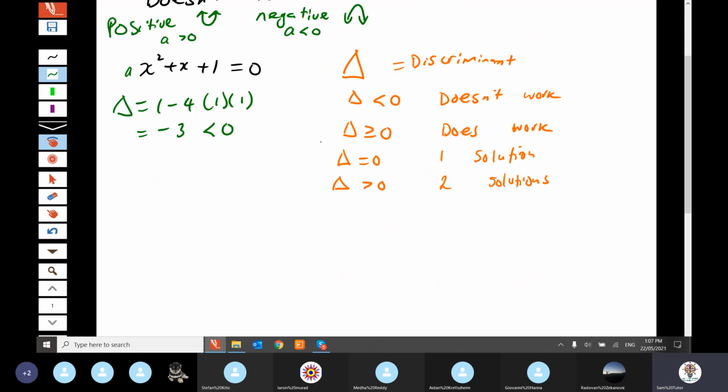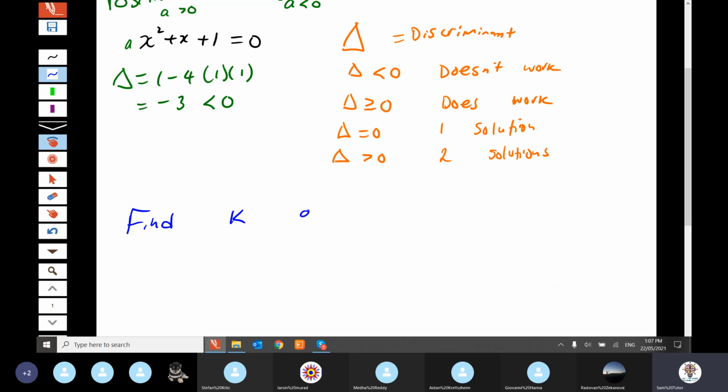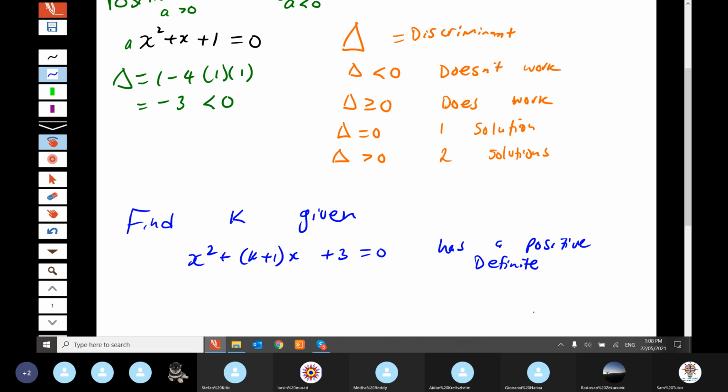So the question that you guys might see in your exams as you practice is going to look something like this. Find K given, I don't know, x squared plus (K plus 1)x plus 3 equals 0 is a positive definite. Okay, well, is it positive? Of course, because x squared in front of it, a is already greater than 0, so that's actually not even important to you. It's more the definite.